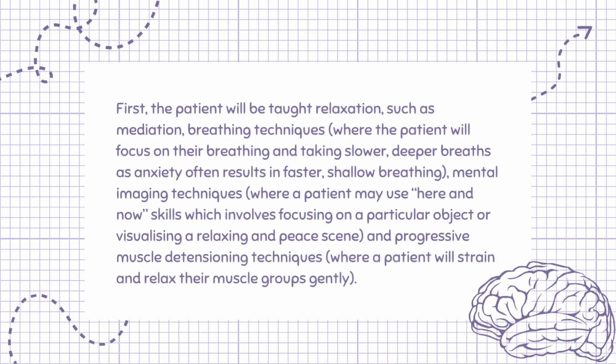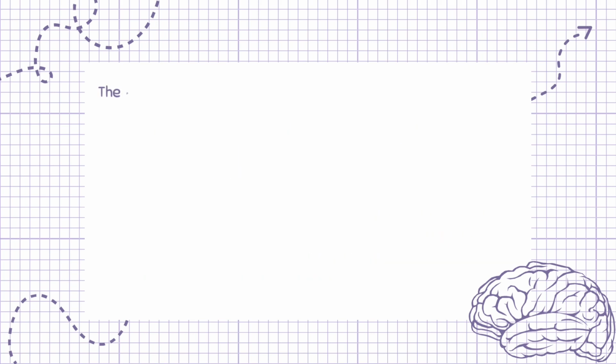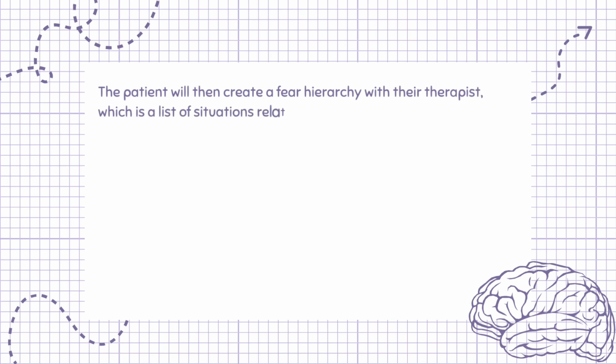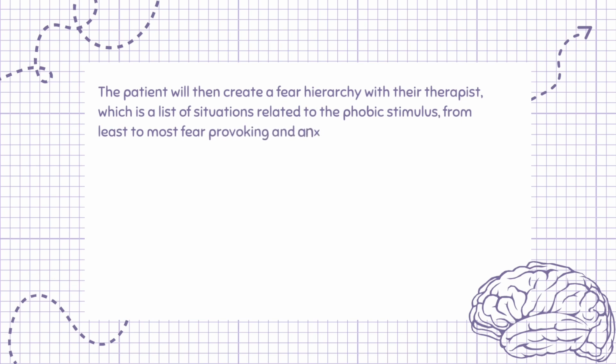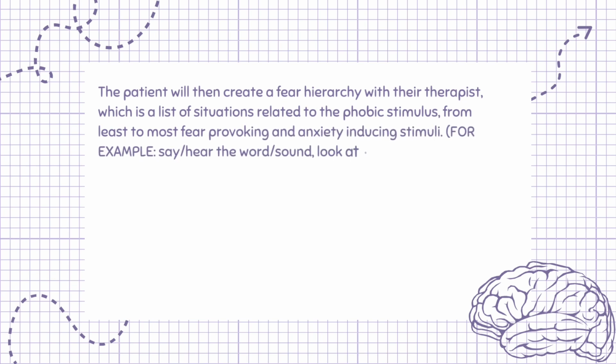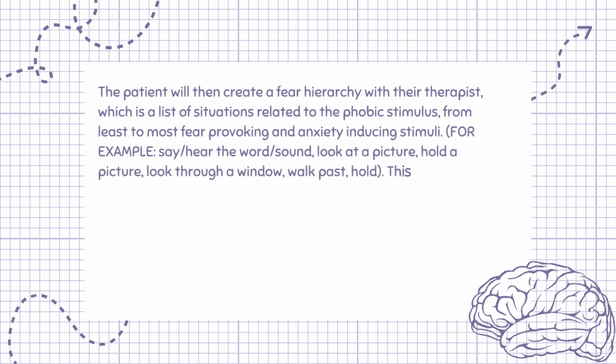groups gently. The patient will then create a fear hierarchy with their therapist, which is a list of situations related to the phobic stimulus, from least to most fear-provoking and anxiety-inducing. For example, say hear the word, look at a picture, hold a picture, look through a window, walk past, hold. This will provide a structure for the therapy.